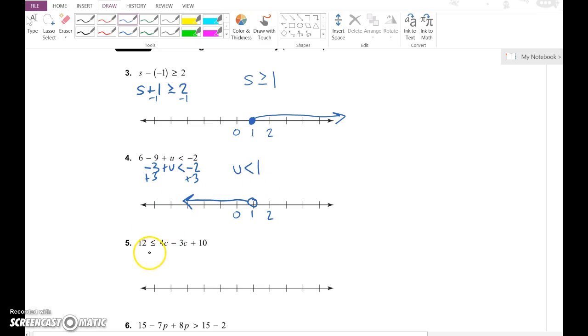And then on this one, you've got 12 is less than or equal. If I combine like terms here, I have c plus 10. Subtracting 10 from both sides, we get 2 is less than or equal to c. Sometimes it's hard for people to graph when it's like this, because you're like, what? 2 is less than c? So what that really means is that c is greater than or equal to 2.